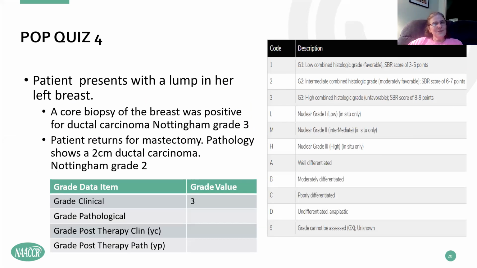Well, if you follow the notes in grade pathological, which have been updated, it tells you that you take all the information for pathological from the clinical time frame plus the surgery. Well, in the clinical time frame, our grade was a 3, which is higher than the path. So you want to take the information from the clinical. So your grade pathological is a 3. And then, of course, the grade post-therapy clin and path are both blank because we don't have neoadjuvant therapy here.